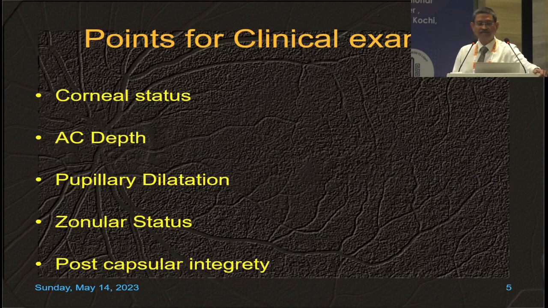Points for the clinical examination: everything is like the normal routine slit lamp examination, corneal status, AC depth. But here it is even more important, because with this you can visualize much graver situations so that you can be prepared during your cataract surgery. The pupillary dilatation, zonular status, and posterior capsular integrity are the things we should start seeing in slit lamp examination.